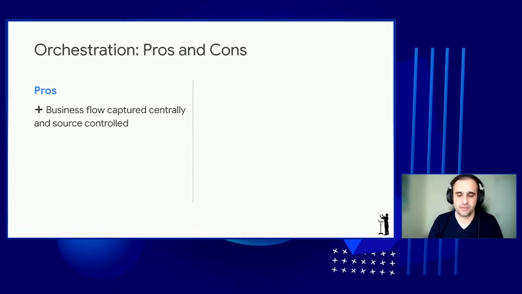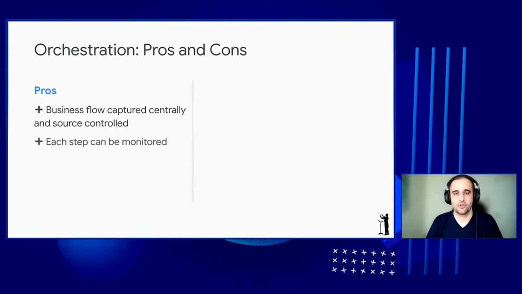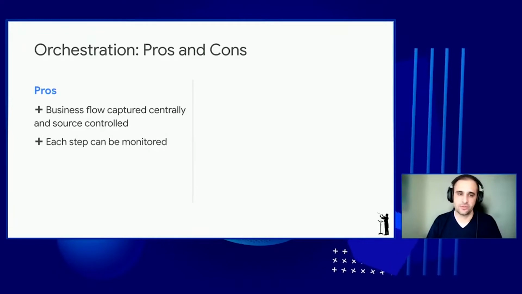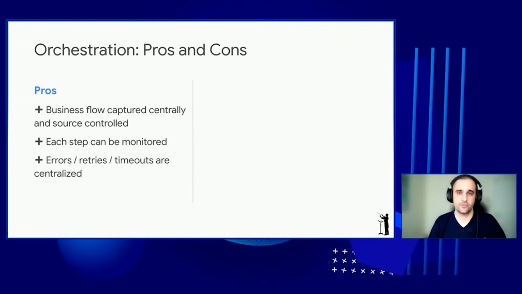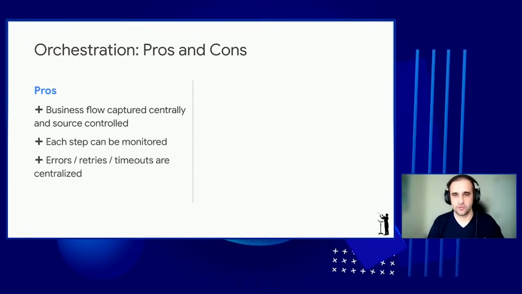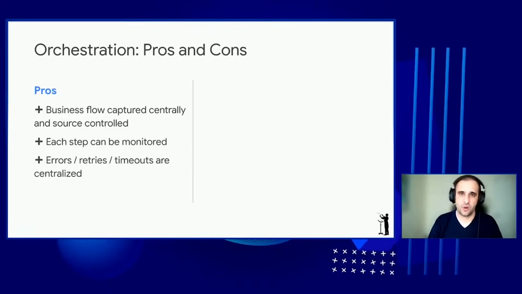And I'm going to show this when we talk about the case study, but this is very useful for many reasons. Each step can be monitored. So if something fails, you know which step failed in the orchestrator, and you can zoom into that step right away. So monitoring becomes easier. Errors, retries, and timeouts, you still need to do them, but you can do them as part of your orchestration. The orchestrator can do this for you, so you don't have to implement them in each microservice. So that means less code in your microservices and more centralized logic.